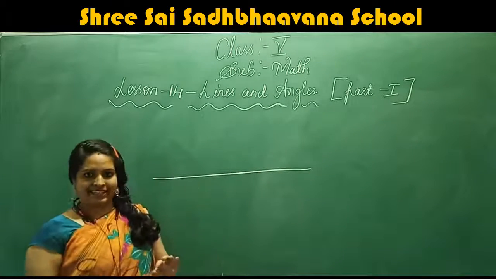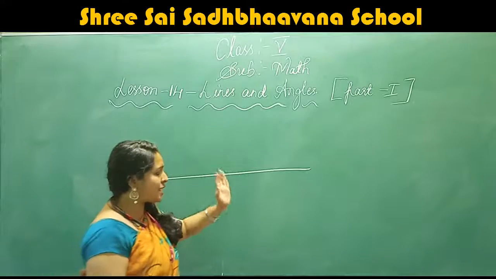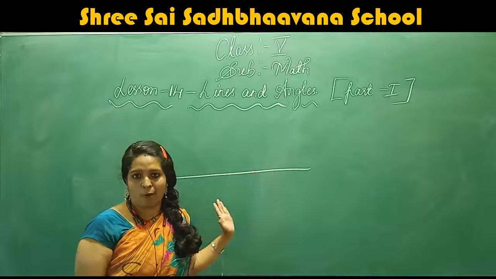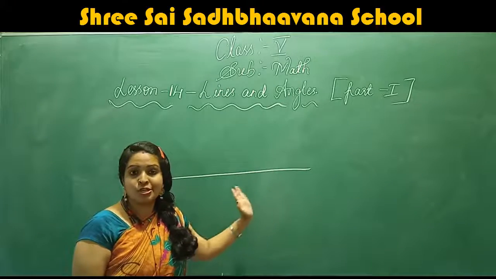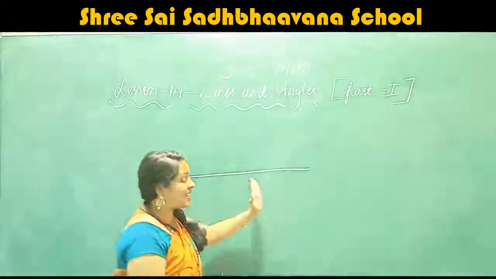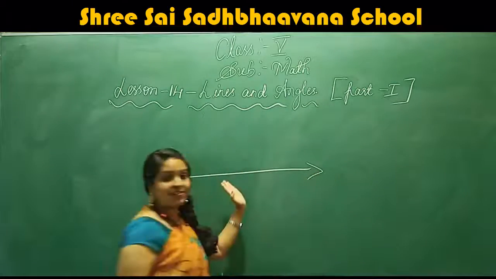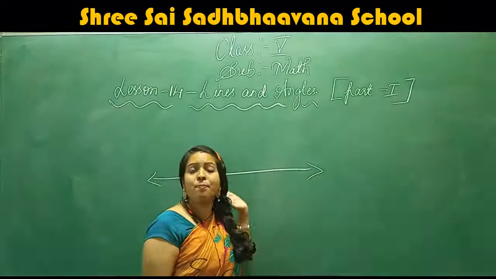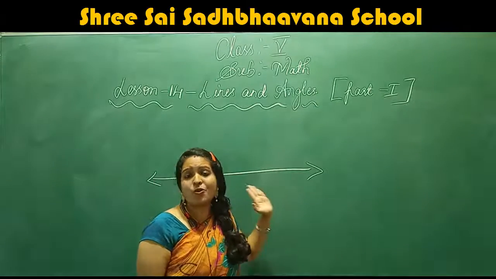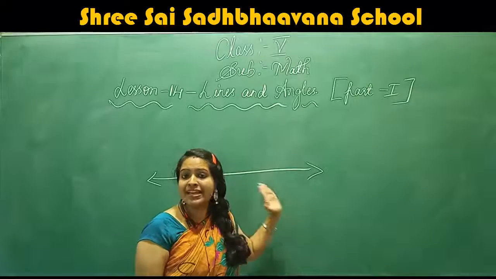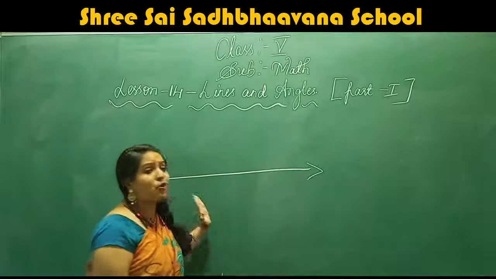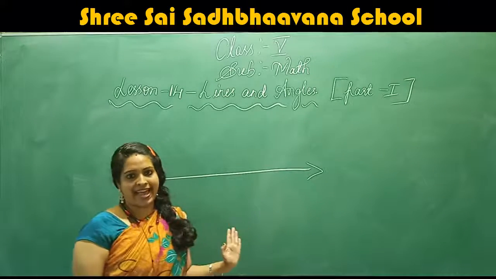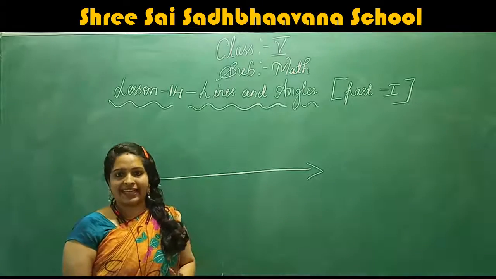So this is a line, correct? Here you can see there is no end point or beginning point. Can you see a point, children? No. That means you can extend in this direction, and in this direction also. You can extend this in both directions. There is no end point and there is no fixed length for the line. So this is called a line.